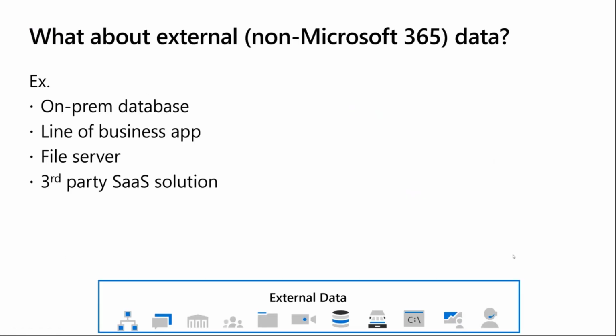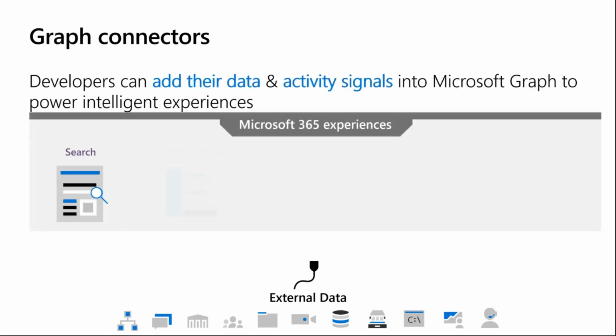So what about external non-Microsoft 365 data? How do we get those integrated so they can participate in the same experiences, so that you can have data from on-prem databases, your own line of business applications, or file shares and file servers? How can all of that participate within Microsoft Search? So that's where Graph Connectors comes in, right?